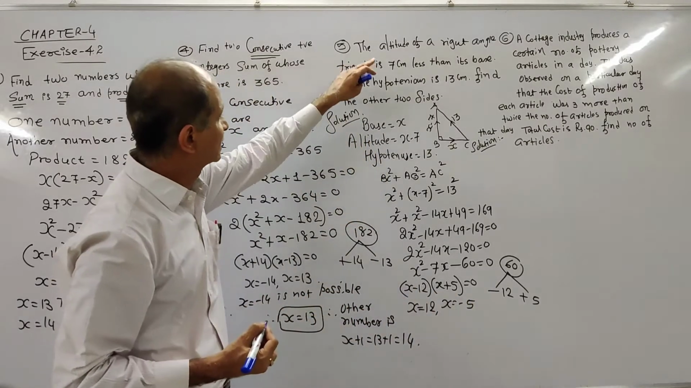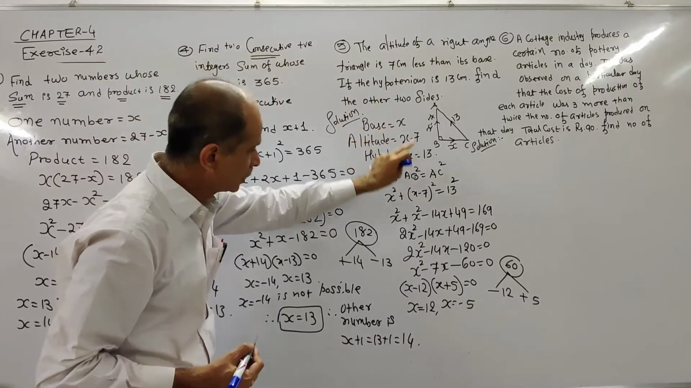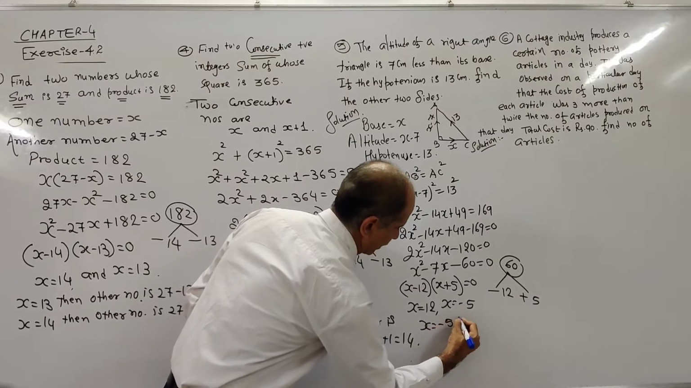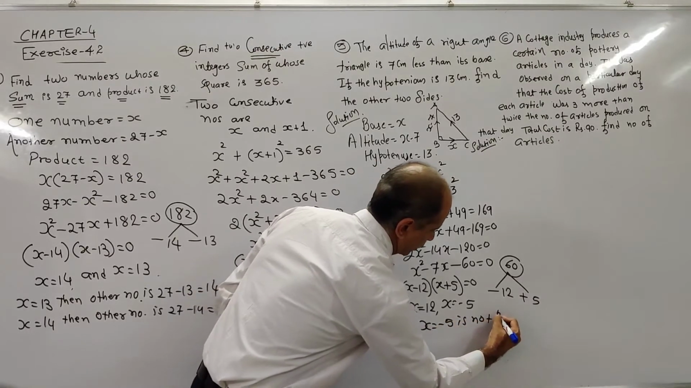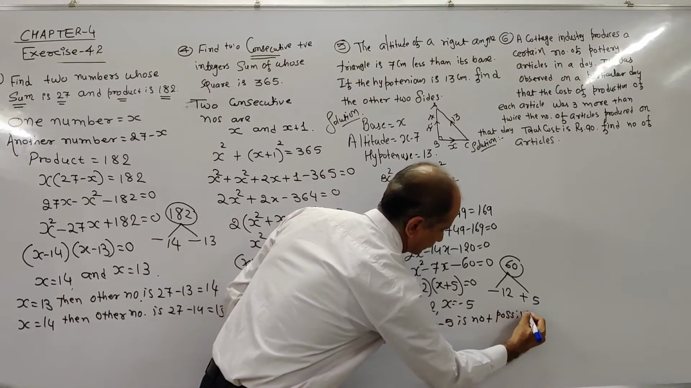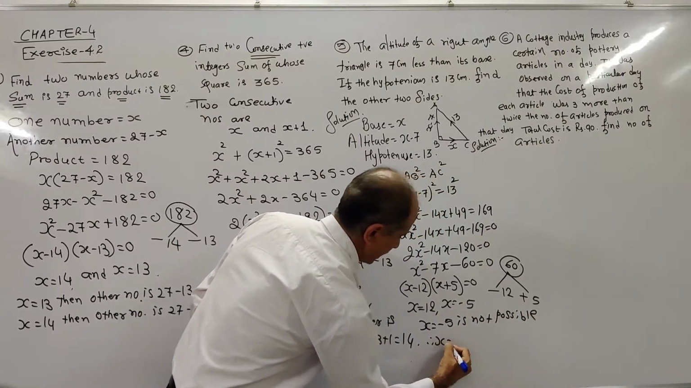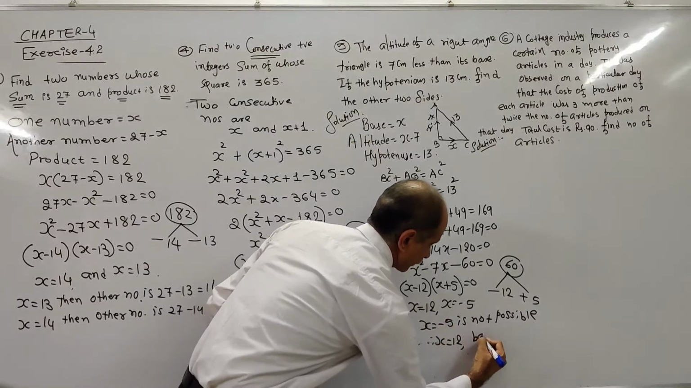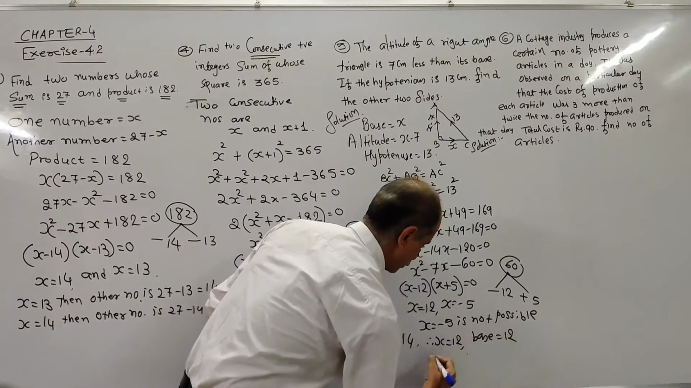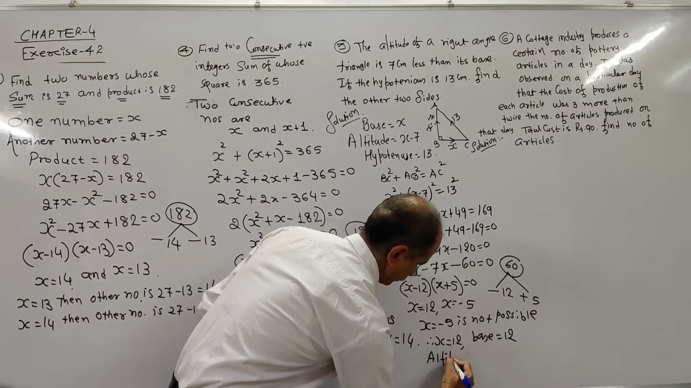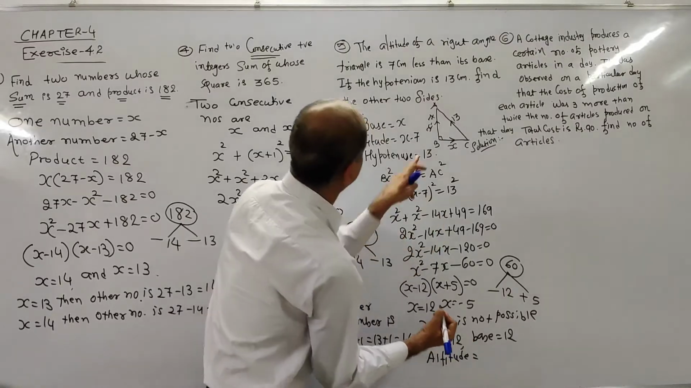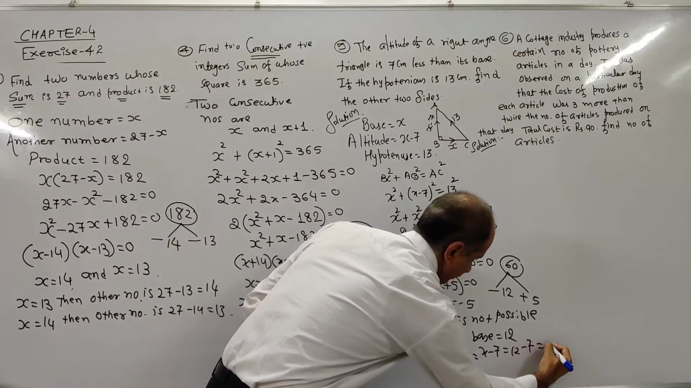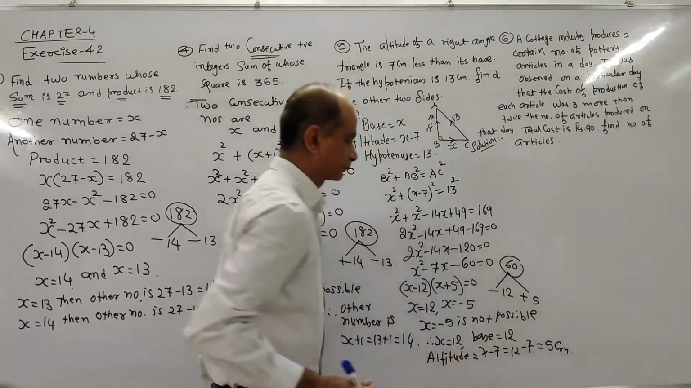You know, here x is a base. It cannot be negative. So x is equal to minus 5 is not possible. Therefore, x is equal to 12. So base is equal to 12. Therefore, altitude is equal to x minus 7, which is equal to 12 minus 7, which is equal to 5 centimeter.